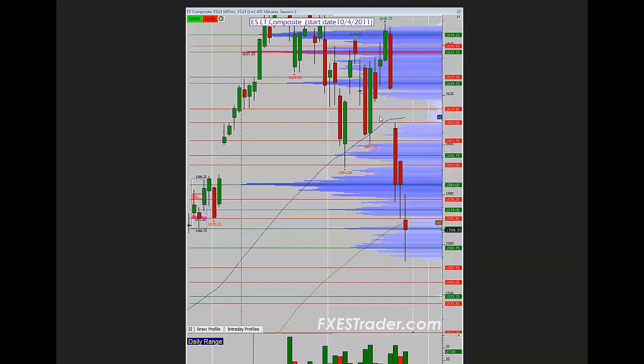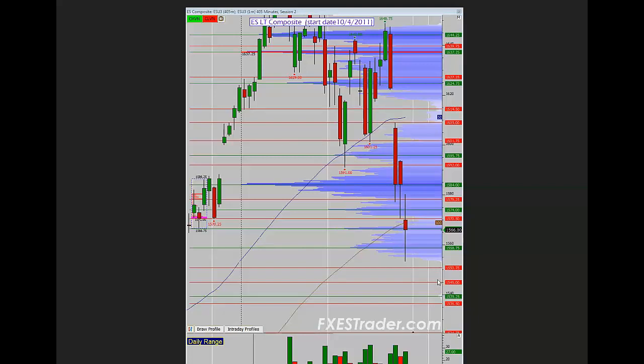You can glean a massive load of information off here about volume that's executed on the profile over any given composite. So whether it be just a composite of a particular balance area like at the top here, or of the entire move up off of the lows of March of '09.